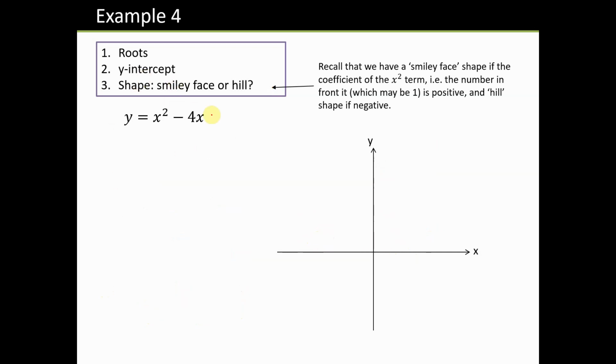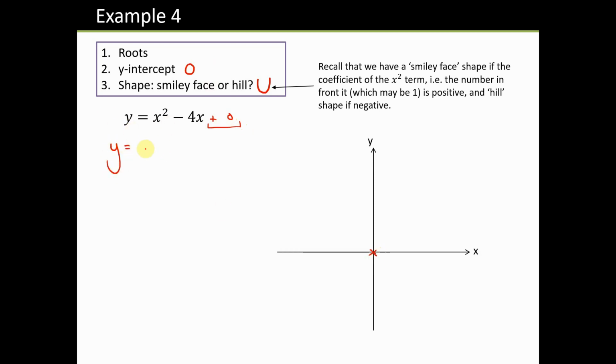Okay, an example like this. Well, is it a smiley or a frowny face? It's a smiley face again. What is my y-intercept? Well, I don't really have any numbers at the end, but it's kind of like a plus 0, isn't it? So my y-intercept is 0. It's going to cross through here. And then my roots, well, I need to factorise it.